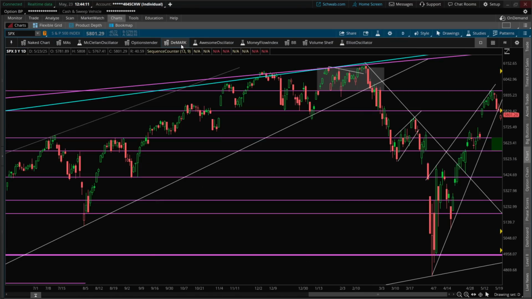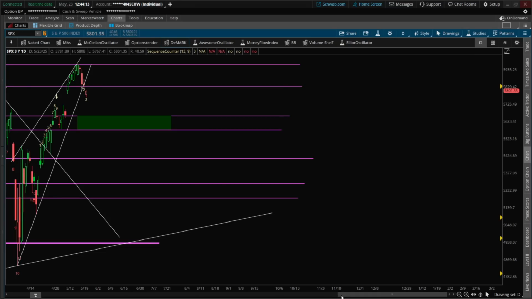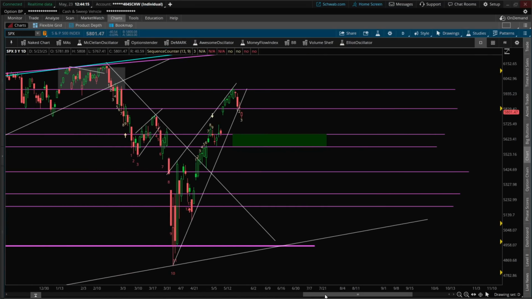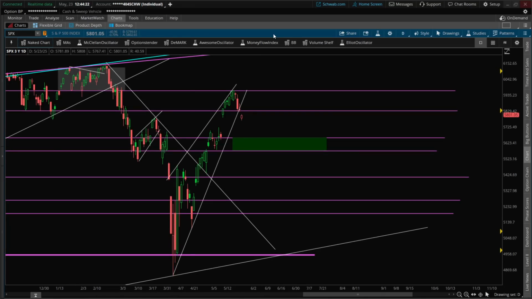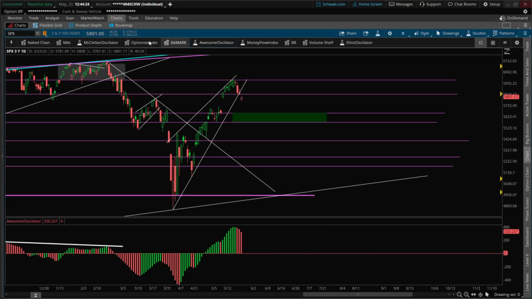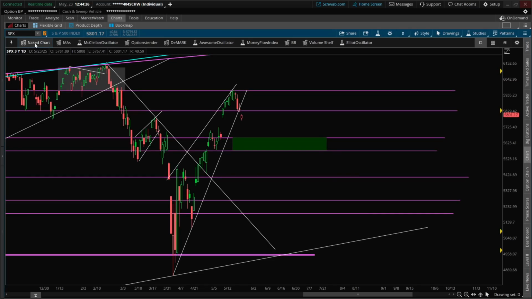DeMark. All right, we're expanding that count to the downside. We're in a 3 count. I suspect we'll get that 9. And then we'll just continue to monitor this. Nothing to really see here yet. That's our 3rd red bar in the awesome oscillator. Let's go to SPY.